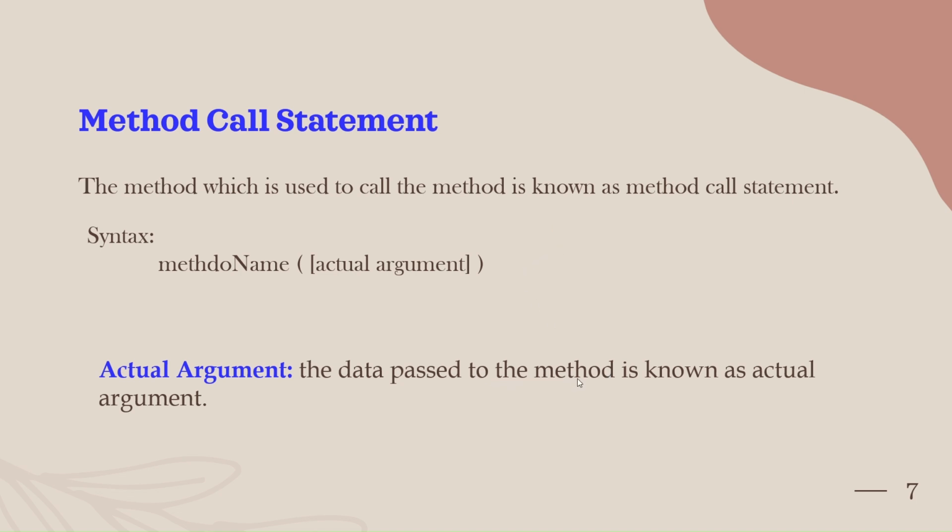The data passed to the method is known as an actual argument. That means in the method call statement, whichever method is called, that call should pass the actual arguments, which are called actual arguments. That's all for this video.